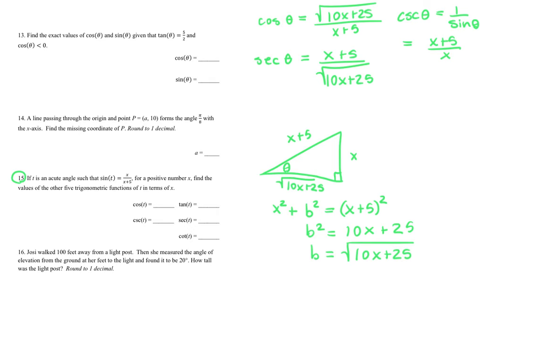So tangent of theta is going to be my opposite over my adjacent side, so it should be x over the square root of 10x plus 25. And then for cotangent, it's just 1 over tangent, so I can simply flip my tangent fraction. So then we get that cotangent is the square root of 10x plus 25 all over x. Okay, perfect.